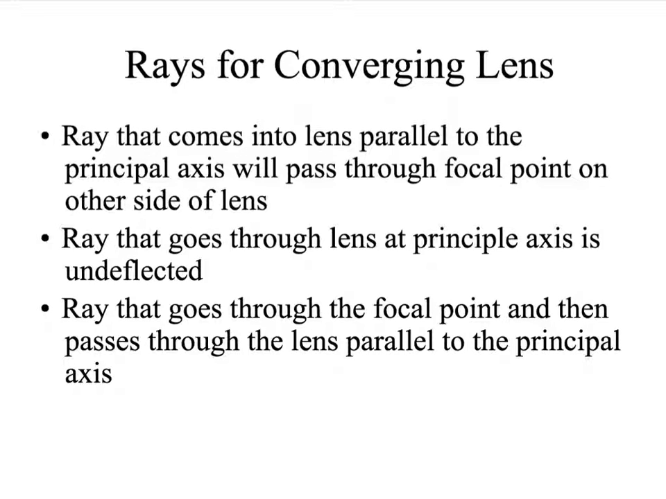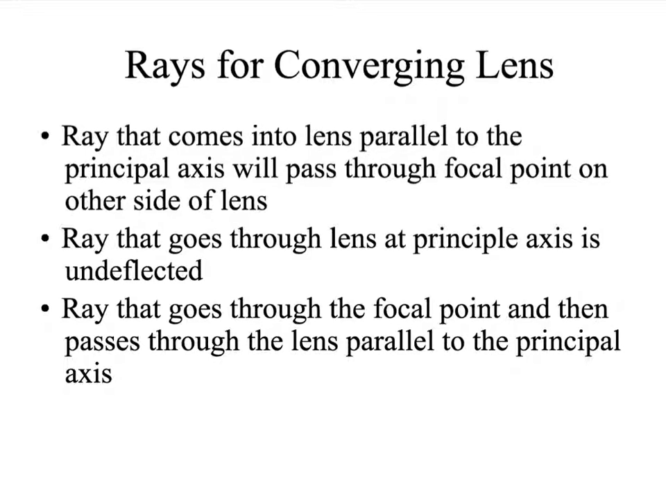Now let's talk about converging lenses. For the lenses, we're only going to look at a couple of the different light rays. We're going to just look at 3. A ray that comes into the lens parallel to the principal axis will pass through the focal point on the other side of the lens. Because lenses have 2 curved surfaces, there's a focal point on either side of the lens.